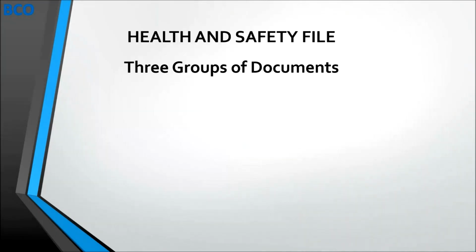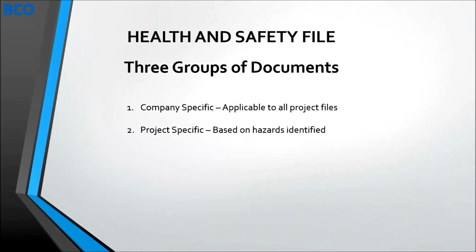The health and safety file contains three groups of documents: company-specific documents that are applicable to all project files and are uploaded once onto the system, the project-specific documentation that is required based on the hazards identified, and records populated during the project. The system accommodates all three groups of documents.